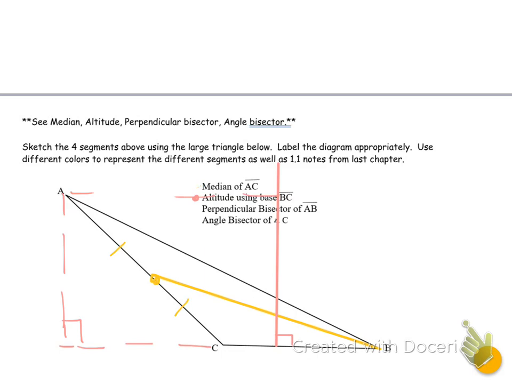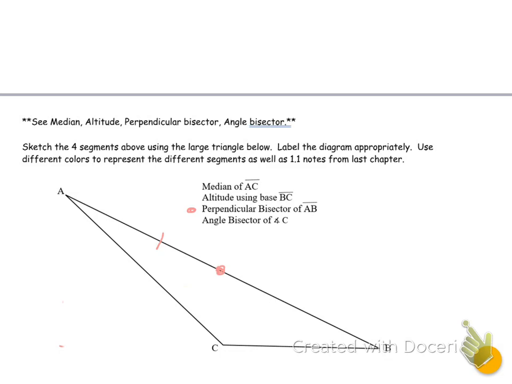Okay, I'm going to erase these so I can fill in the rest. My next one, perpendicular bisector of AB. I look at AB and it needs to sit in the middle. So I show it's in the middle, and it needs to be a perpendicular line. This one is not going to connect to C, so it's going to be one of them that's kind of floating out here. And I show it's perpendicular.